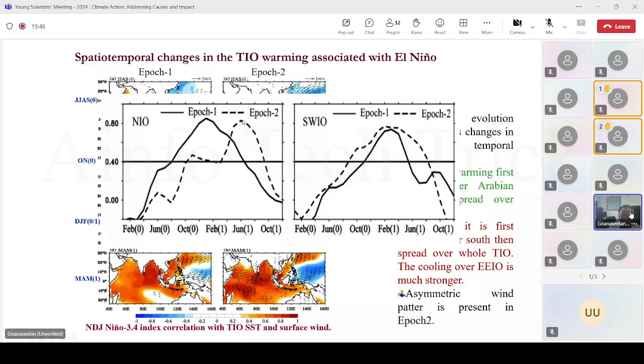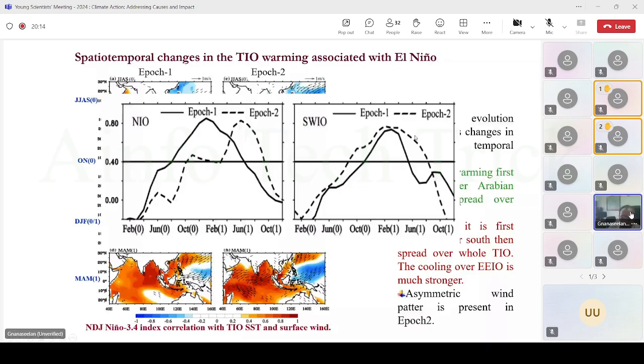Whereas in the south, if you see the Southern Ocean, the dashed line is the recent one, and the thick, darker one is prior to the 70s. So what you can see is that this warming in the south is happening much earlier than in the previous era, it's much more intense, and it is persisting for even more time.